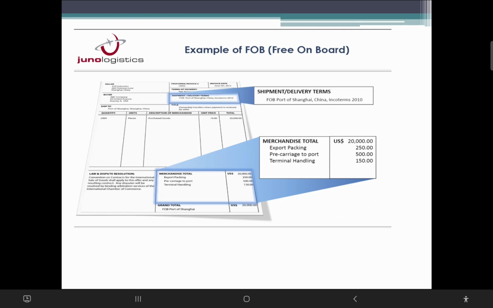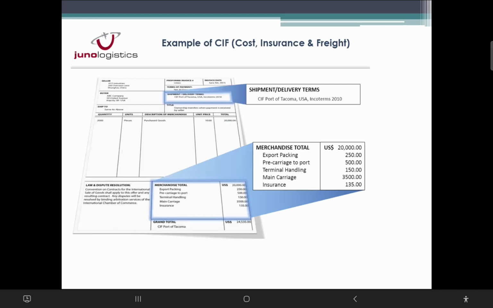Once it reaches there, because the delivery is said to have happened in Free on Board when the goods are onboarded, there will be some terminal handling charges. Under FOB, those charges are also on account of the seller. Now CIF. Then the insurance obligation is also added. So you have merchandise and you have export packing.